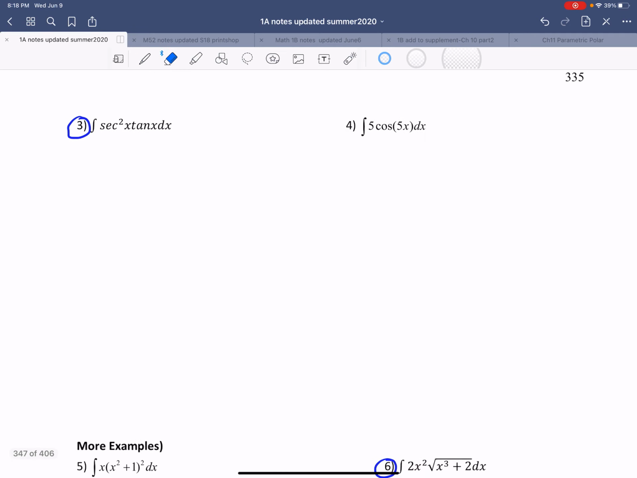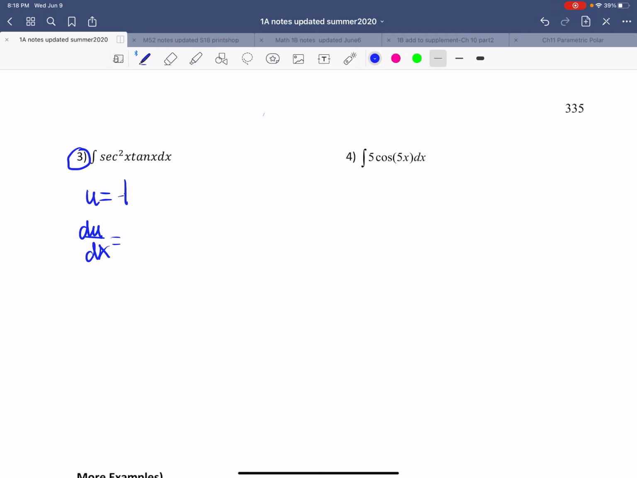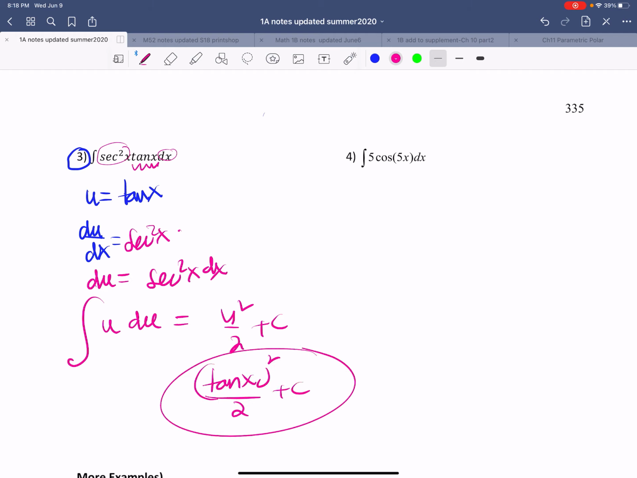Here we have secant squared x times tangent x. So in this case, u is something whose derivative is sitting next to it. So u is tangent x. When I do the derivative with respect to x, that would be secant squared x, and I can say du is secant squared x dx. So this expression is du and this is my u. So when I write this integral in terms of u, this would be u du, which is u squared over 2 plus c, and that's going to be tangent squared x divided by 2 plus c.